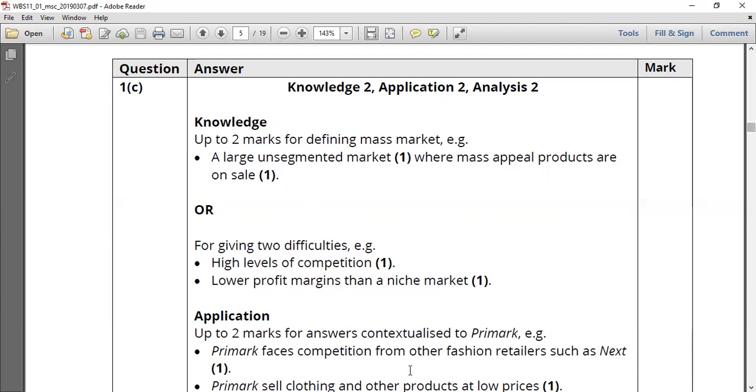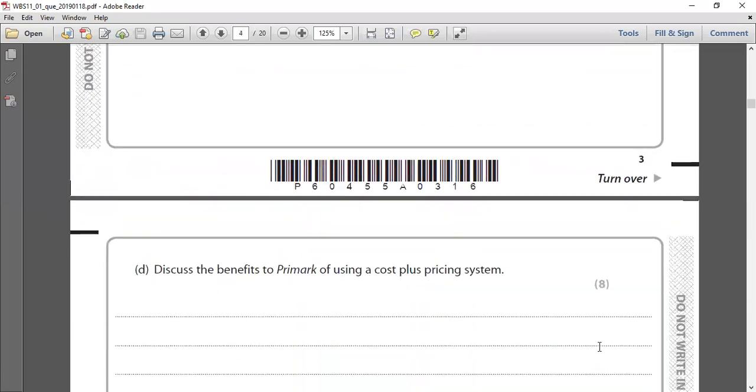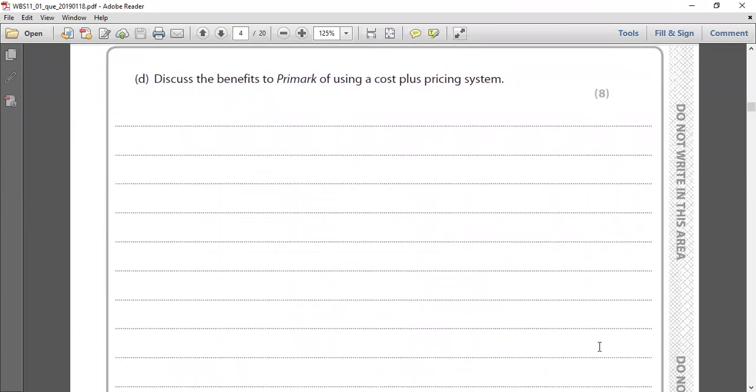Okay, let's go to the next question. This is an 8 marker question we're going to discuss right now. It's 2, 4, 6, and 8, so always even numbers, right? And then you can see part B of section A. Discuss the benefit to Primark of using cost plus pricing system.